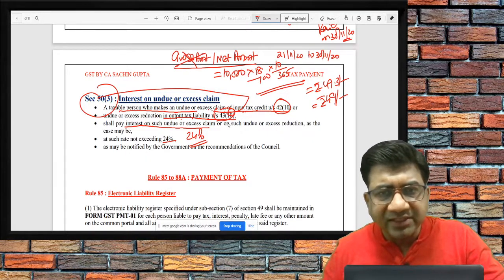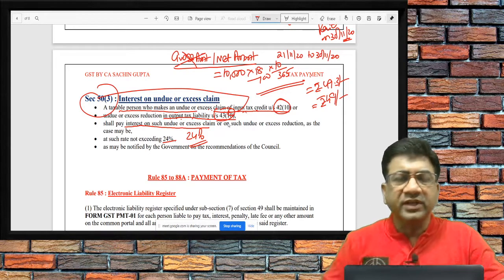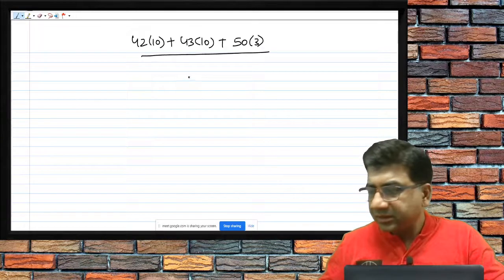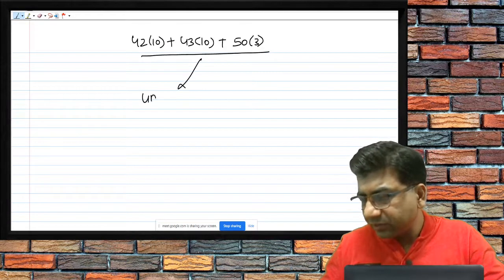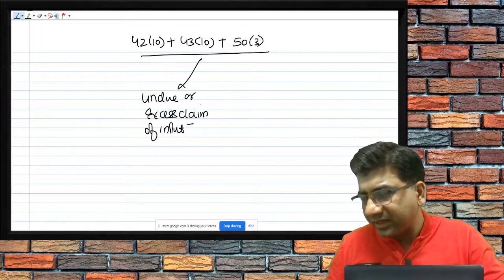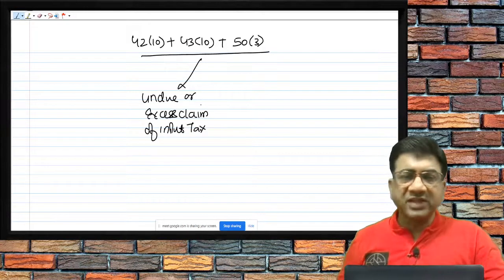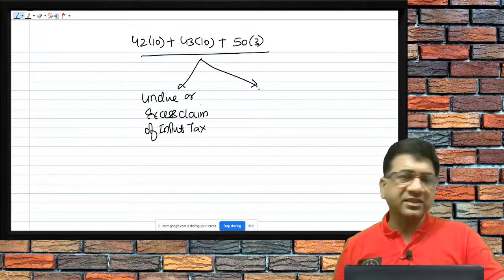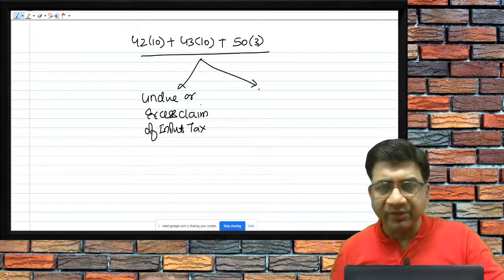Undue or excess claim of input tax under 42 10. Just a second, guys. So let us start. Undue or excess claim of input tax. You know, theoretical ना, जब तक उसको you don't make a chart, so sometimes we also end up messing the things. So undue or excess claim of input tax.